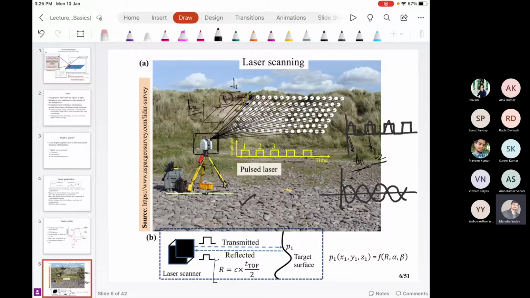Correct. If you see in figure B, this particular block indicates the laser scanner unit. There is a transmitter, and that transmitter has a laser source. It fires the laser pulse. From the laser source to the target, let's say this is at location 1, this is point P1, the laser pulse goes along this direction in a straight line, hits the point P1 and returns back. So in the process, what is the raw information that is calculated and how is the range estimated?